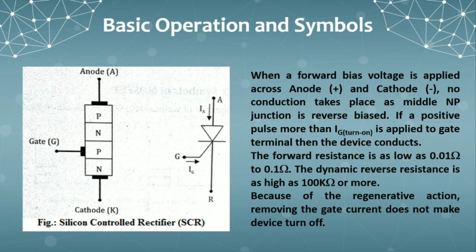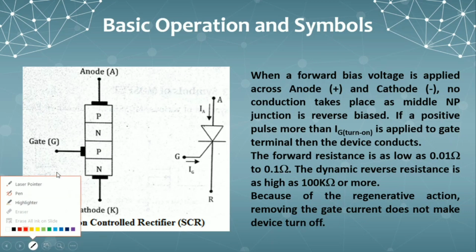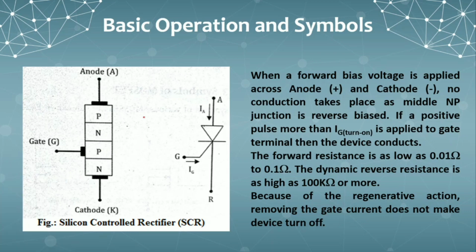So the first one is basic operation and symbol of SCR. Coming to the basic operation of SCR, first we will start with the definition of SCR. SCR is silicon controlled rectifier. It has 4 layers. The first one is P layer, next N layer, P layer, N layer. You have P, N, P, N, 4 layers.